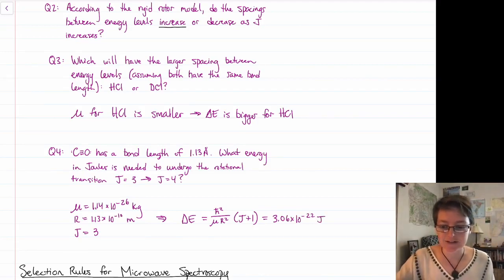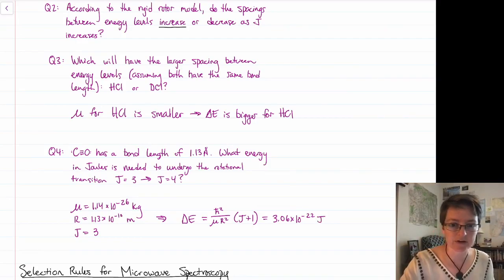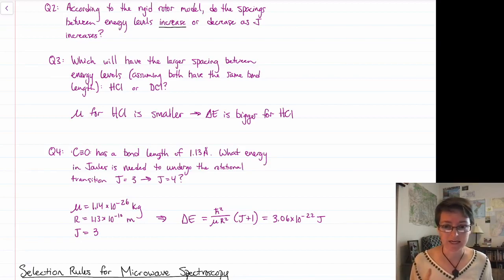And as a sanity check, we know we're talking about a fairly excited rotational transition, so it's going to be a little bit bigger energy than that 10 to the negative 23 that I gave us as a rule of thumb for rotational transitions. But we're still in that ballpark. And if you get an answer that's way off in terms of orders of magnitude, you know you probably made a mistake in your unit conversions.